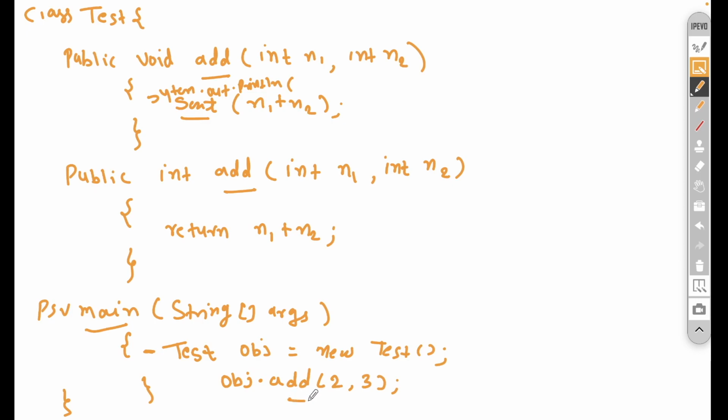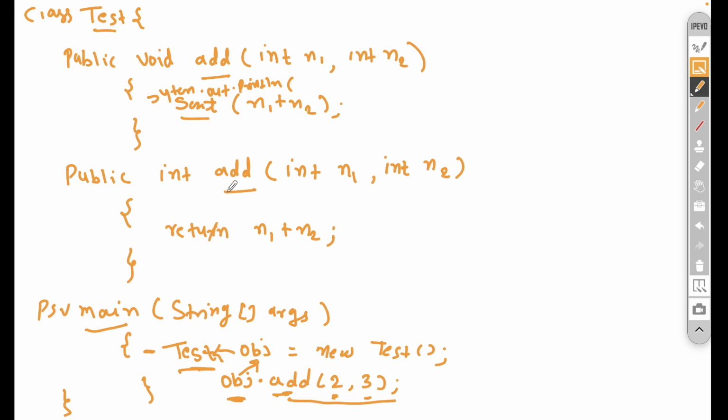Okay, so what will happen? The compiler will check for the add method inside this object's class. See here, this object is coming from here, and this object is of type Test, right? So it will go into the Test class. It will check, do we have any method with the name add and the parameters as integers, right?